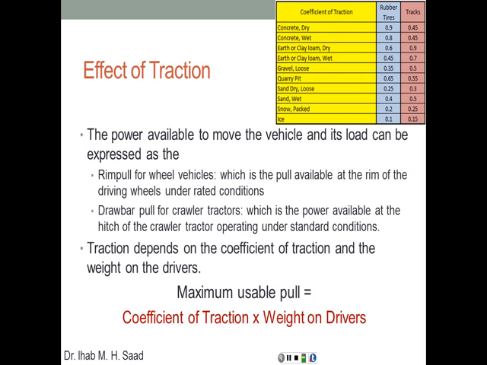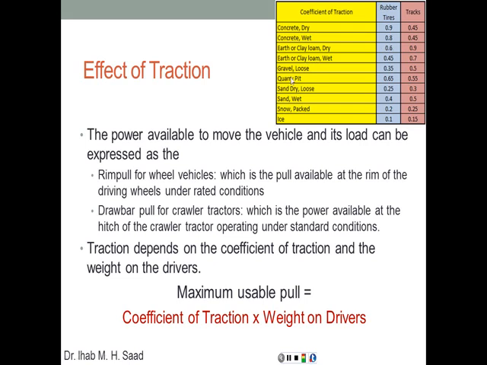The traction depends on the coefficient of traction and the weight on the drivers. So the maximum usable pull, you might have a lot of power for the equipment, you might have a lot of rim pull, a lot of drawbar, but especially a lot of rim pull in this case, but you're working on a very slippery soil, so the wheels turn in place, therefore it's not all translated into motion. So here we have something called a coefficient of traction. For concrete that's dry, it's going to be 0.9, which is 90% of the power is going to be translated into motion, whereas for tracks it's only 45%. Concrete that's wet, 80% and 45% respectively.